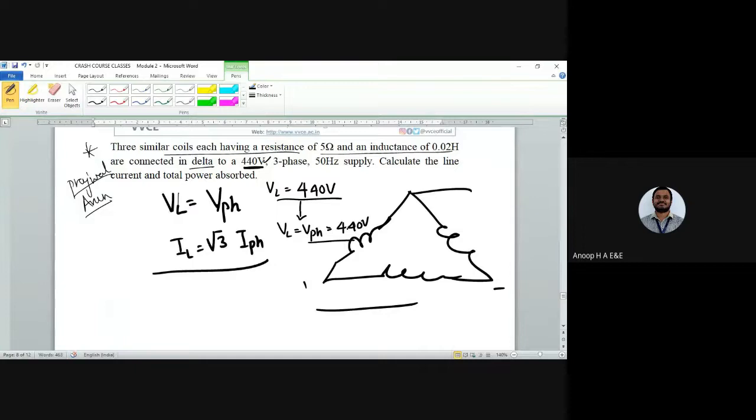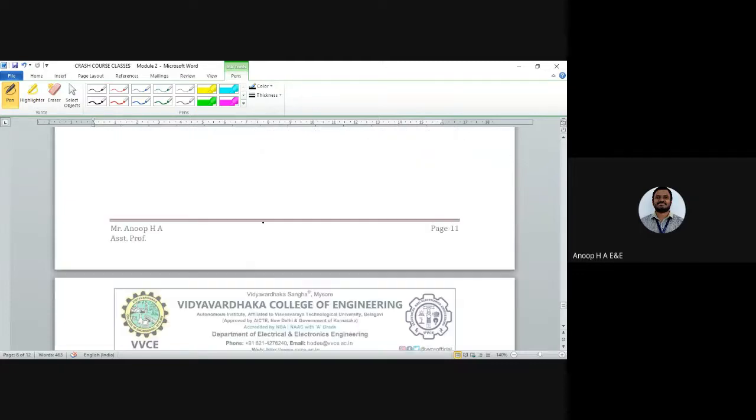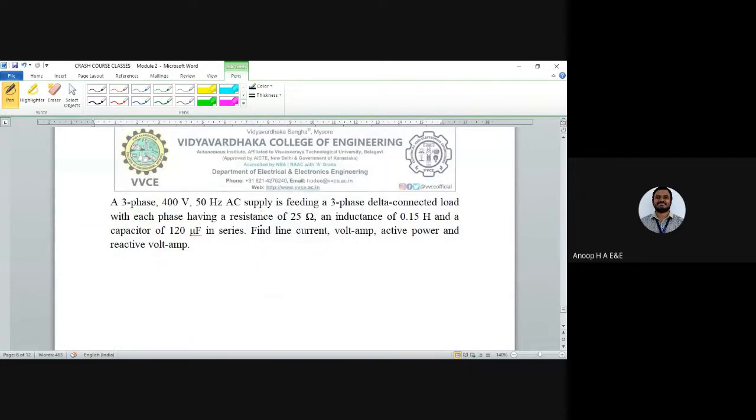Got it? So that is where you are going to have these equations, and Z would be equal to R plus jXL. You have to do it, and it is already a solved problem in your notes. You can take it as an example. Now this one is also an important problem, where you can easily get the expression. It is a series circuit, so Z would be R plus j(XL minus XC). It's a 400 volt delta connected load. Each phase has resistance, inductance and capacitance. Find the line current, volt ampere, active power and reactive power.